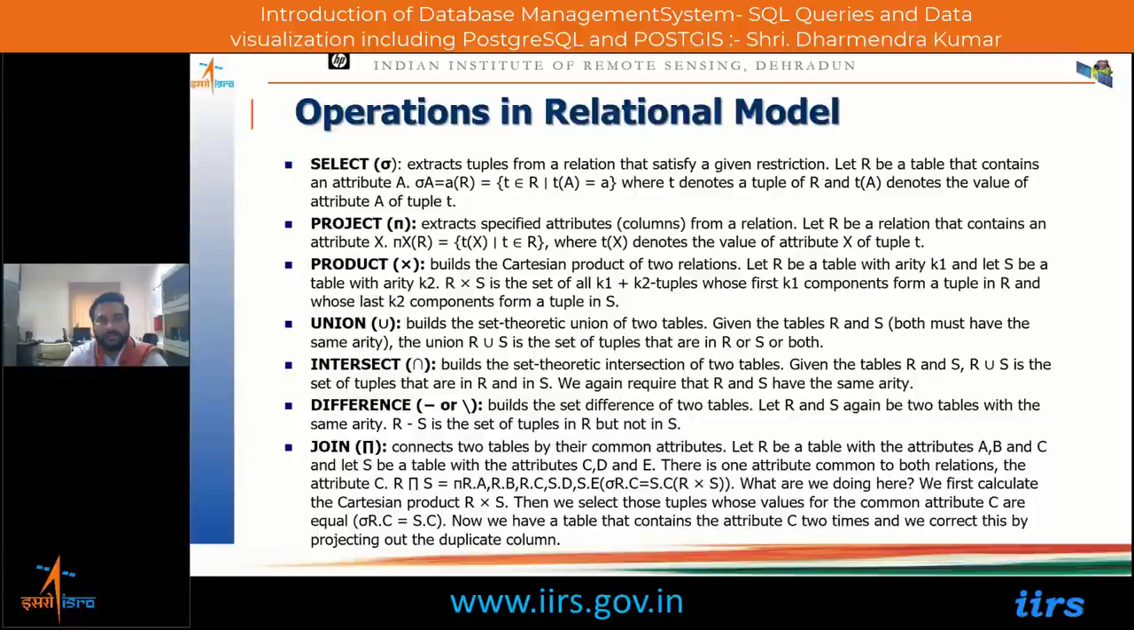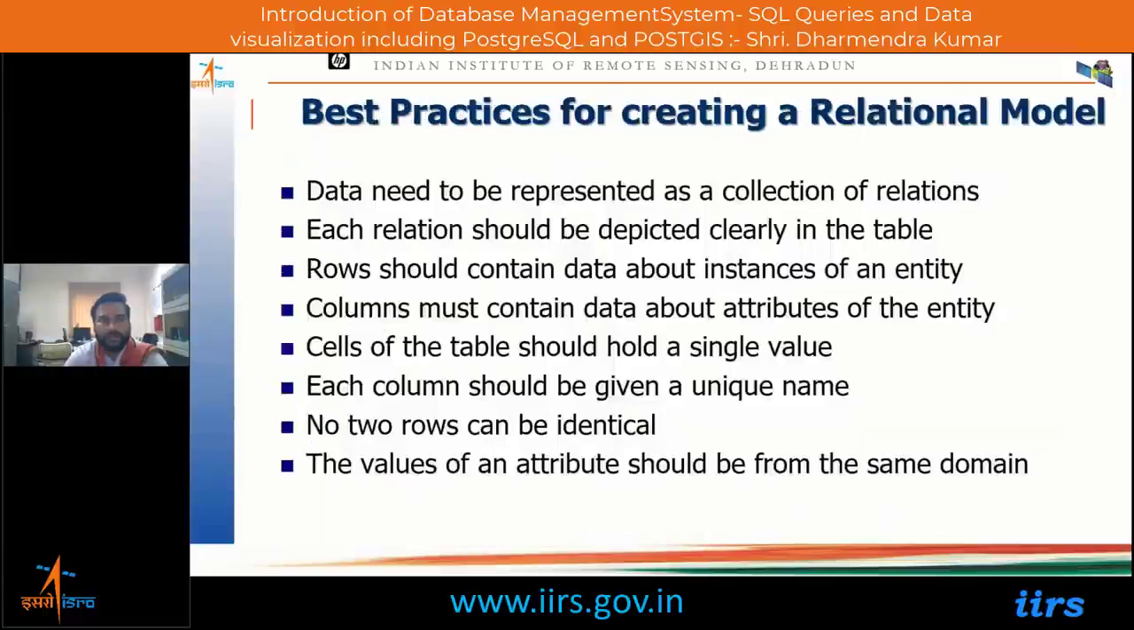These are relational model concepts. Best practices for the relational model: data needs to be represented as a collection of relations. Each relation should be depicted clearly in a table. A row should contain data about an instance. 2 rows cannot be identical because of key values. Like in the case of Amazon and Google, we have identified each one with a key, so there is 1, 2, and 3. There could not be repetition of 1 and 1 again.